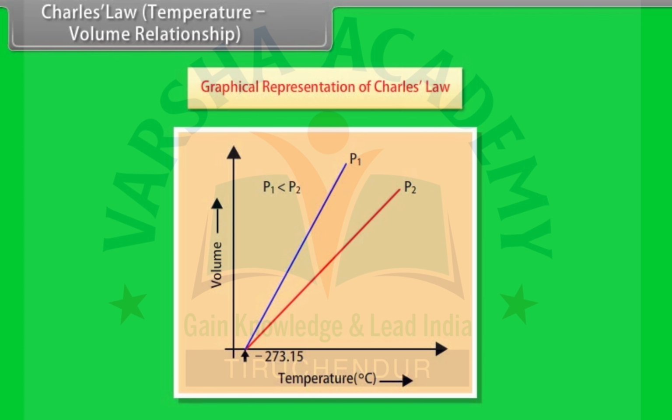Graphical representation of Charles' law. Each line of the volume versus temperature graph is called an isobar.